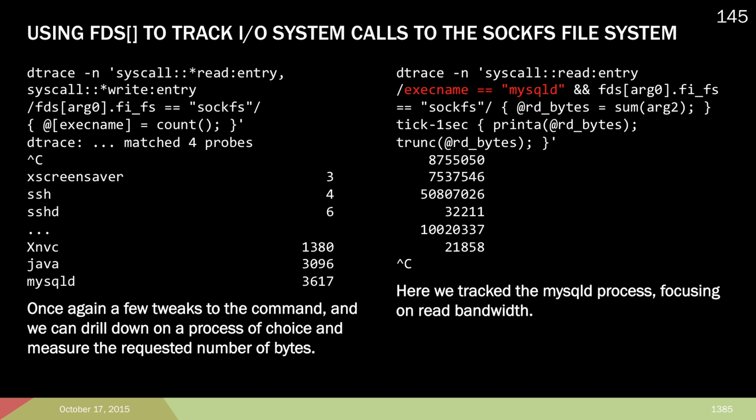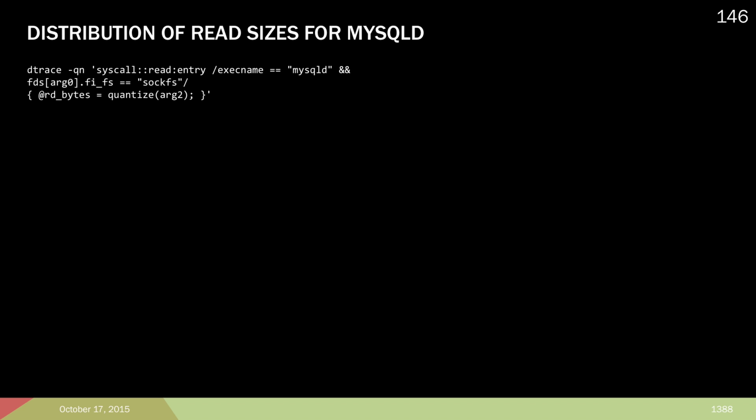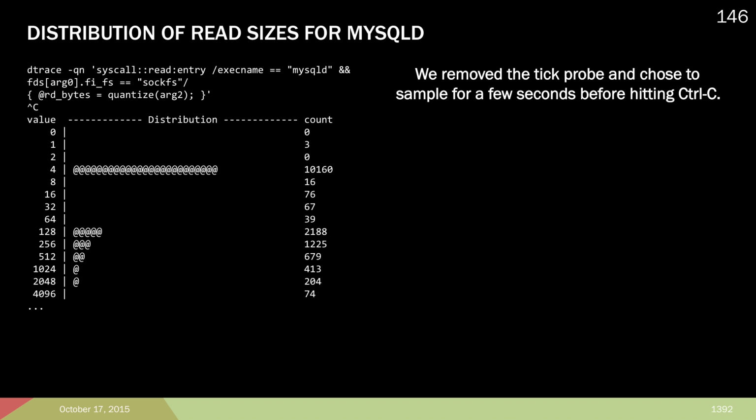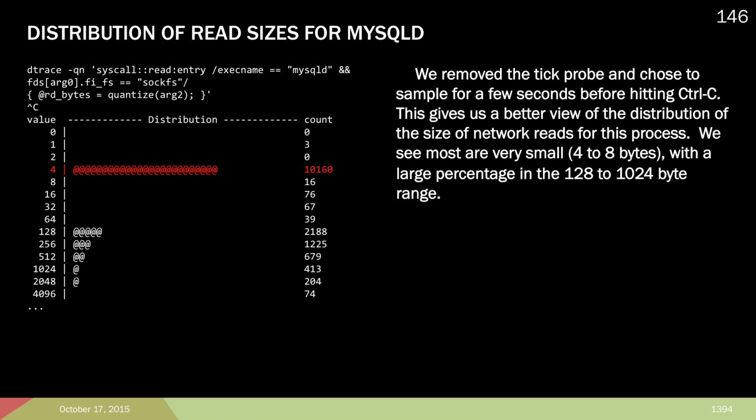Here we track the mysqld process, focusing on read bandwidth. With per-second ranges showing a pretty wide spread, it may be more interesting to use quantize for a distribution of read sizes. Distribution of read sizes for mysqld. The execname is mysqld, and we're looking at network traffic via sockfs. We removed the tick probe and chose to sample for a few seconds before hitting Ctrl+C. This gives us a better view of the distribution of the size of network reads for this process. We see most are very small, 4 to 8 bytes, with a large percentage in the 128 to 1024 byte range.